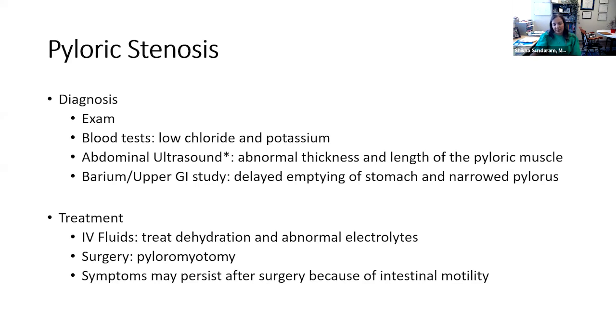and then treating the abnormal electrolytes. From there, the surgeons can do what's called a pyloromyotomy, which simplistically means that they just slice open part of that muscle so it's open more. In patients who do not have Smith-Lemli-Opitz, that usually takes care of it. However, patients who have intestinal motility problems with Smith-Lemli-Opitz may continue to have some symptoms that could be thought of as being related to pyloric stenosis.